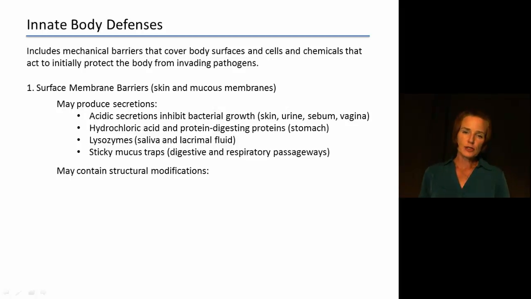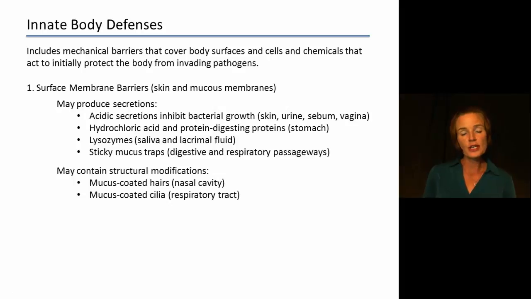And then besides producing secretions, we can also have structural modifications. Structural modifications would include things like mucus-coated hairs. This is something that we have in the nasal cavity. It is designed to trap particles and substances that might be entering. We can also have mucus-coated cilia, which is something that we find inside the respiratory tract.